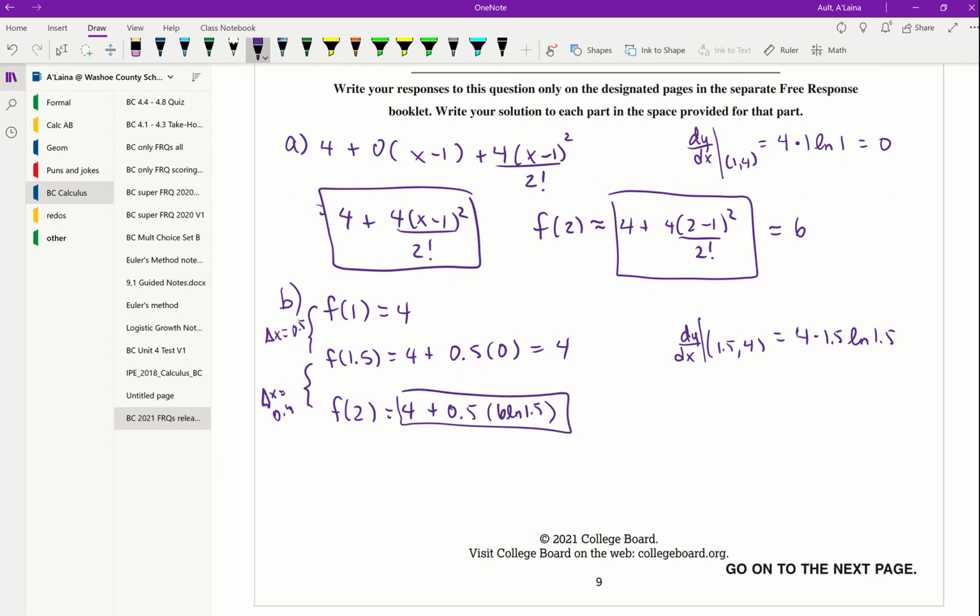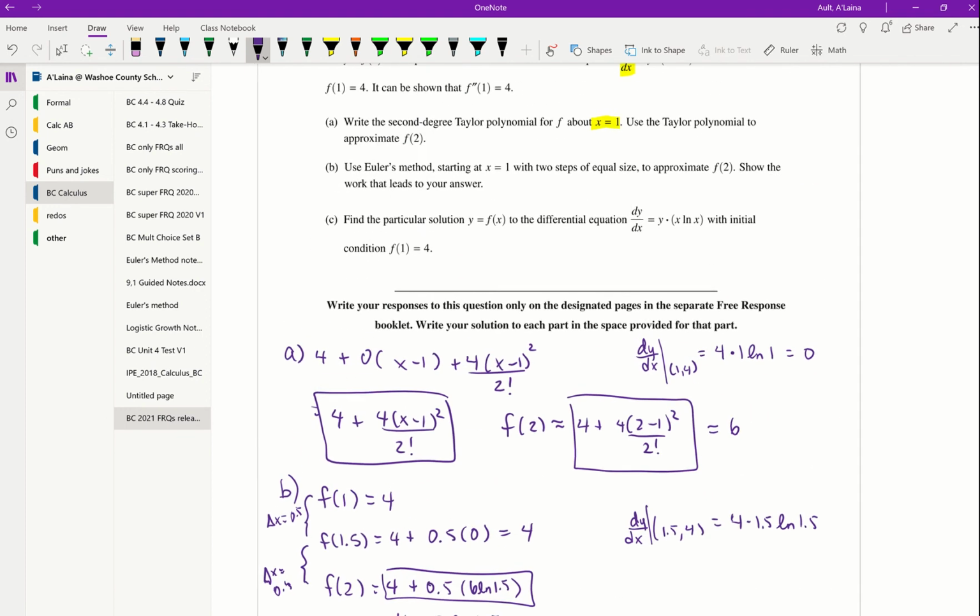If you wanted, you could simplify that a little bit further. That's totally up to you. It's just, if you'd like to, you can. I think this ends up being 4 plus 3 natural log of 1.5, if I'm remembering correctly. I probably wouldn't risk that, but if you really felt the need. So there's A and B.